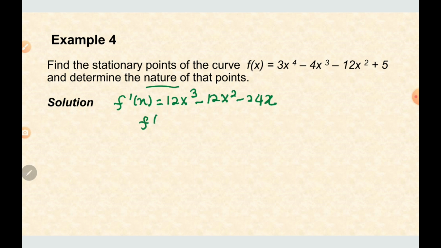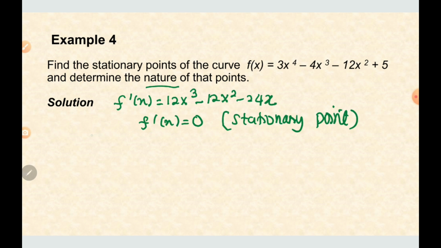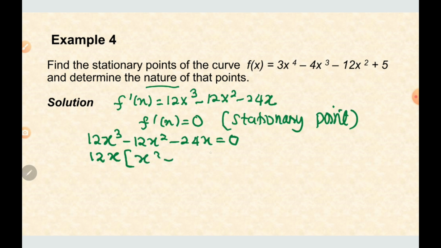Then f prime x must equal 0 to find the stationary point, or to find the maximum and minimum point. Okay, therefore 12x cubed minus 12x squared minus 24x must equal 0. Then we can factorize here. Factor out 12x, and the remaining here we have x squared minus x minus 2 equals 0.